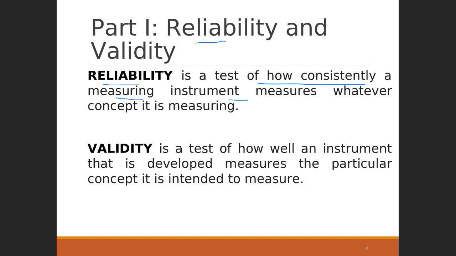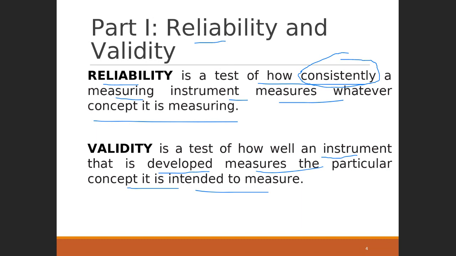So we have 2 very important concepts here: reliability, which is a test of how consistently a measuring instrument measures whatever concept it is measuring. So the key word here is consistency. So the reliability of the instrument states the consistency of that measurement tool, whether that measurement tool, if repeated in another sample, will it be able to measure the other sample in the same way. So basically, it is about the consistency of the performance of the scale. Validity is a test of how well an instrument that is developed measures the particular concept that it is intended to measure.